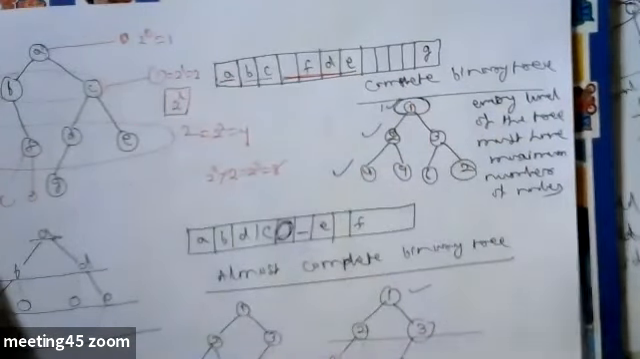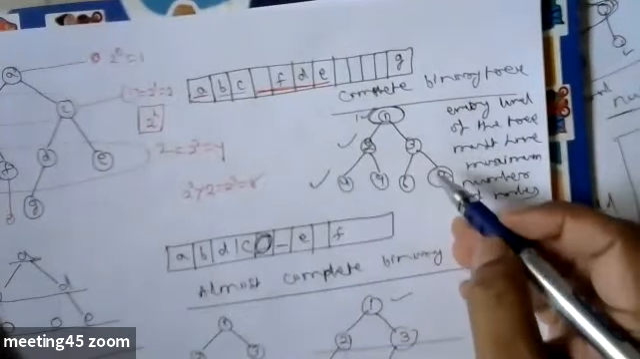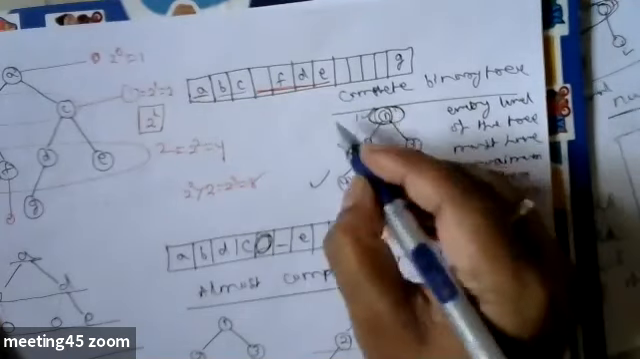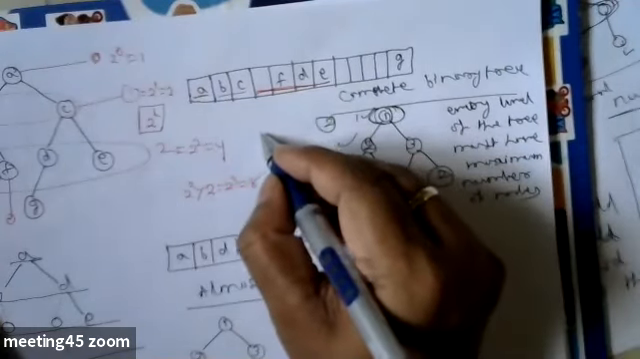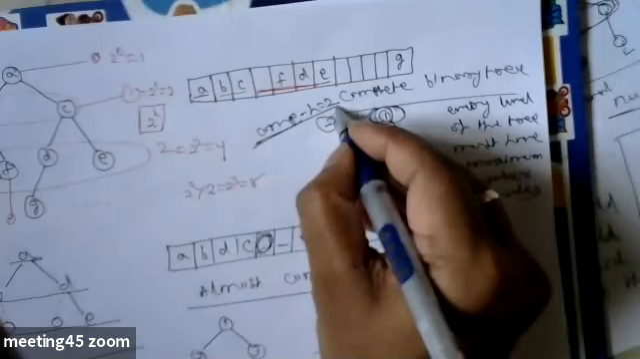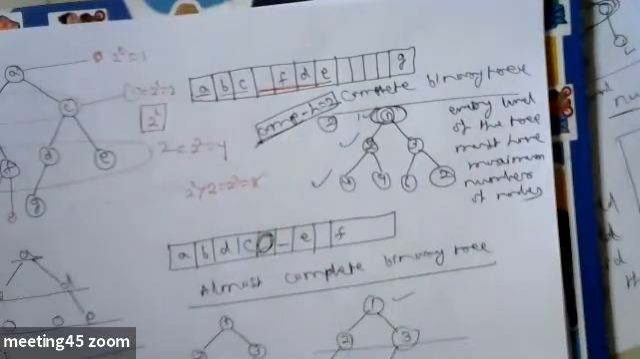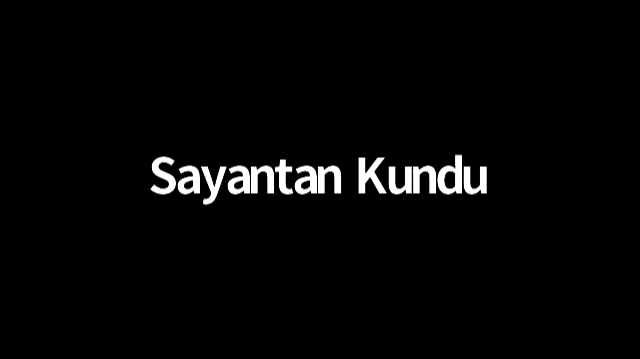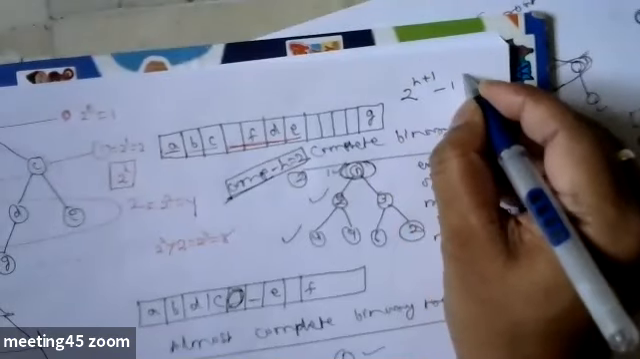Can you tell me what the height of this tree is? Quick. The height of the tree is basically the height of the root node. That is 2. If a complete binary tree's height h is 2, what is the total number of nodes present? What is the formula? 2 to the power 0 plus 2 to the power 1 plus 2 to the power 2, that is 2 to the power h plus 1 minus 1.